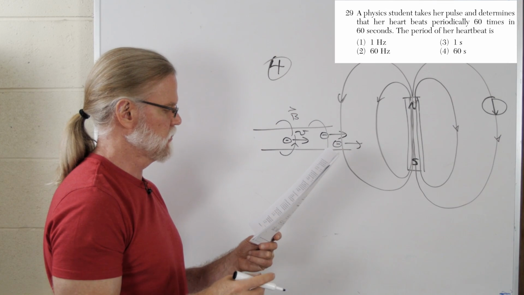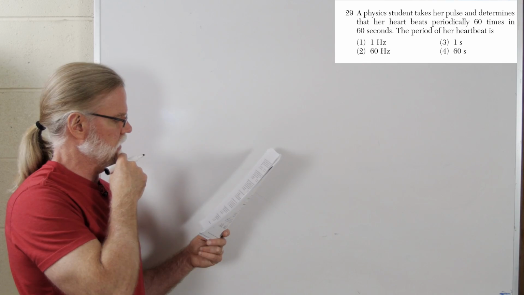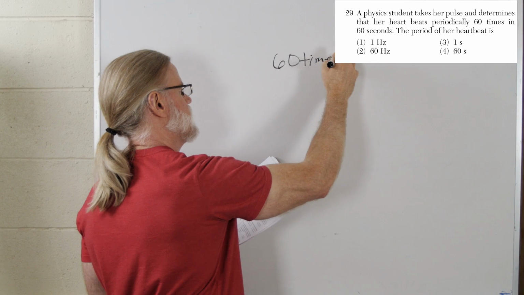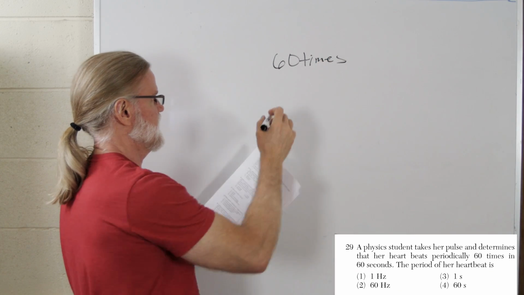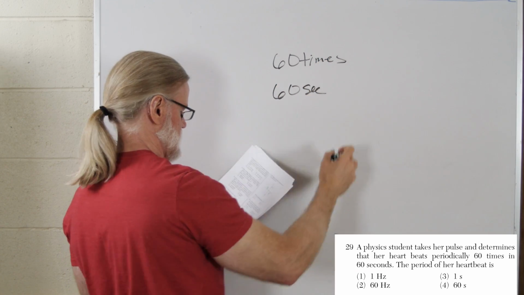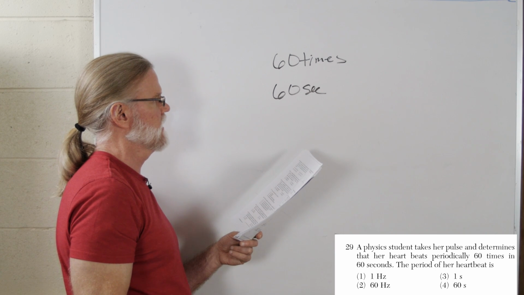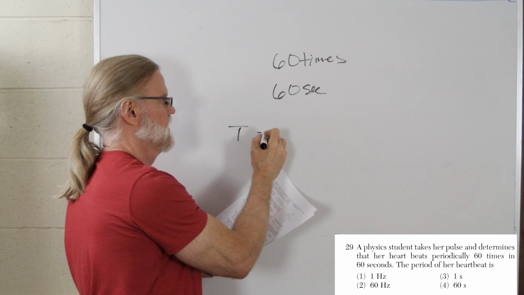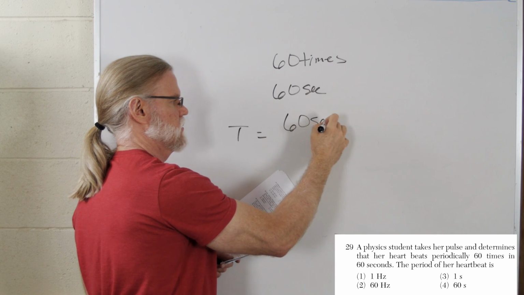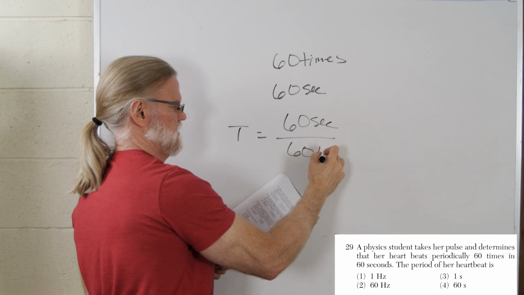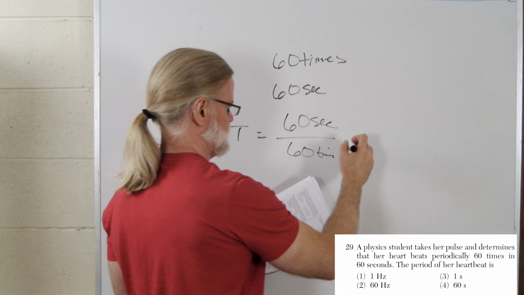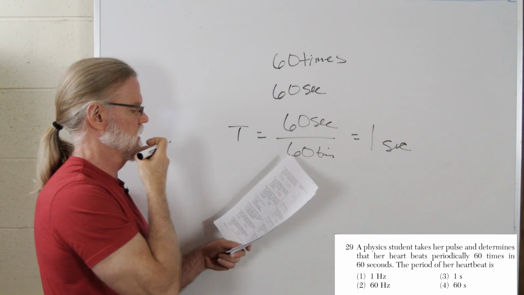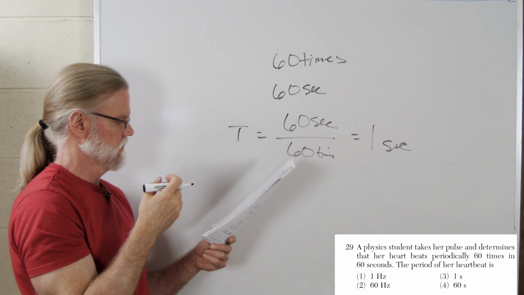A physics student takes her pulse and determines that her heart beats periodically 60 times in 60 seconds. What is the period of her heartbeat? Well, period is a measurement of time, capital T. So we must have seconds in the numerator, times in the denominator, is 1 second is the period. Choice 3.